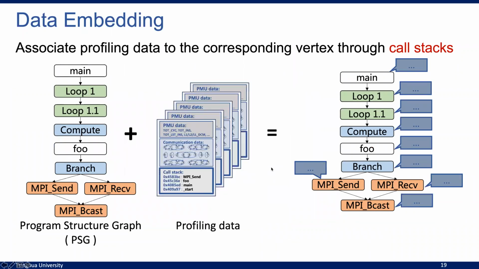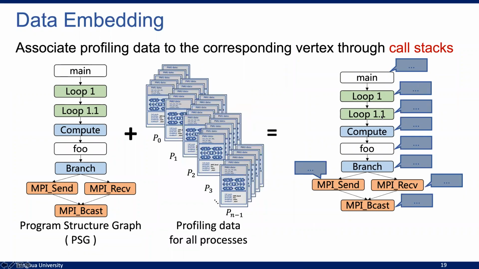For each process, we embed the performance data into the PSG. After data embedding is done for all processes, we finally build a program performance graph like this.